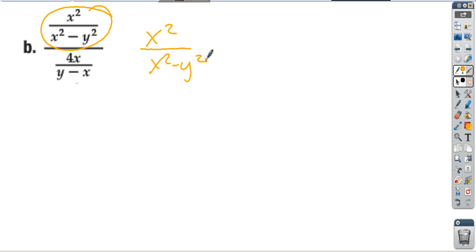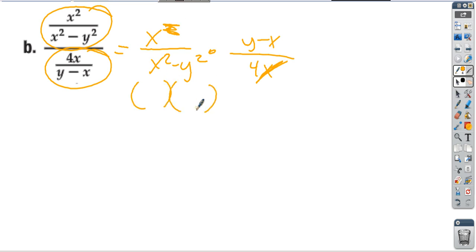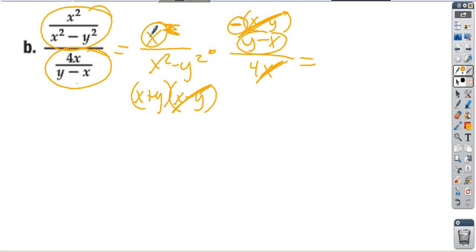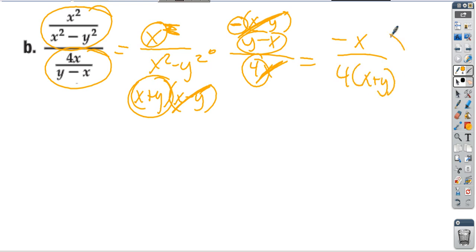Okay, this one right here is going to be this thing right here. And then we are dividing by a fraction, that's like multiplying by the reciprocal of that, which is y minus x over 4x. So we can cancel this x, and we can cancel one of those. And then this thing right here is actually a difference of squares. This is x plus y times x minus y. This is almost the same thing as x minus y, it's just we need to pull out a negative, and now it's x minus y. So that will cancel, and that will cancel. And we have this negative times the x, so negative x, and we have the 4 times the x plus y, so 4 times x plus y. And that's as simple as it gets.